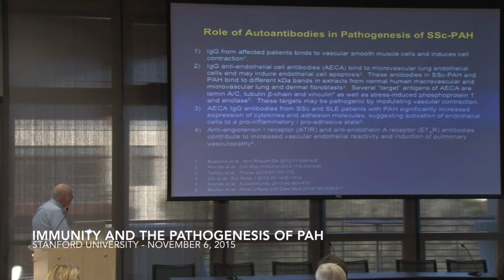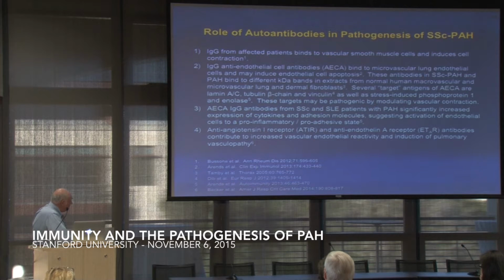There are a number of other studies on non-scleroderma specific autoantibodies, mostly from Europe, particularly France, Germany, and the Netherlands, and I tried to just summarize some of those results. IgG from affected patients binds to vascular smooth muscle cells and induces contraction. Anti-endothelial cell antibodies, AECA, also bind to microvascular cells both from the lung and the skin and induce apoptosis.